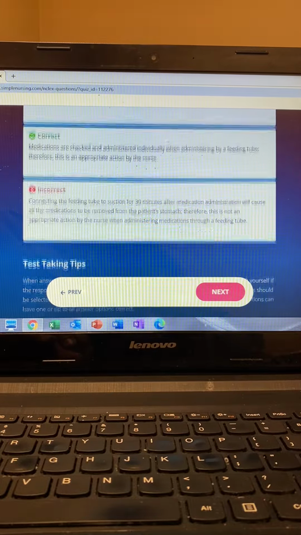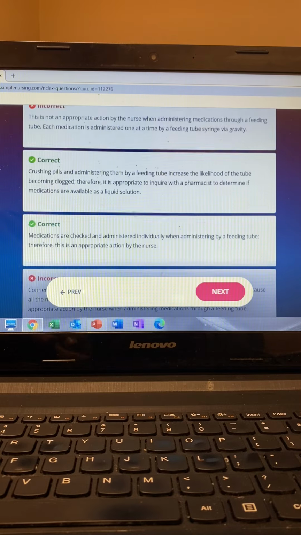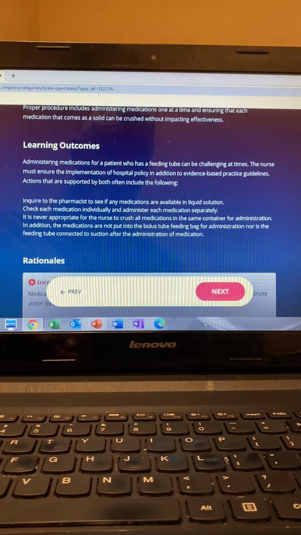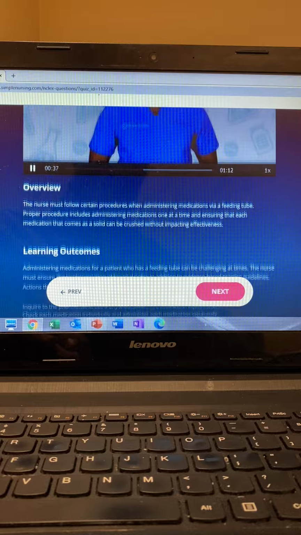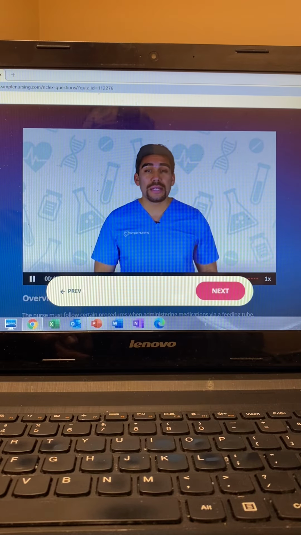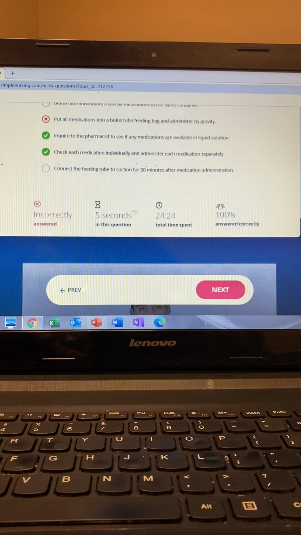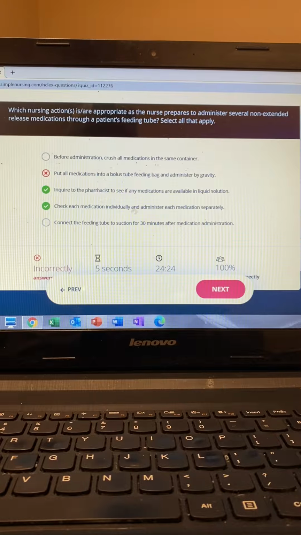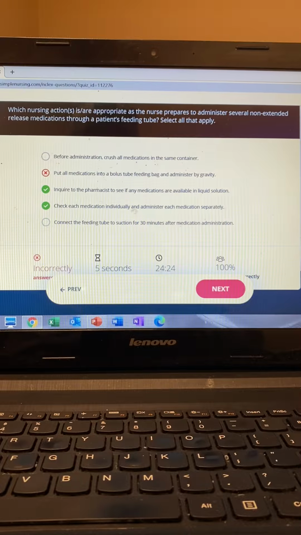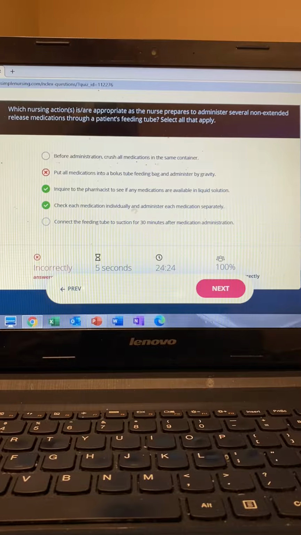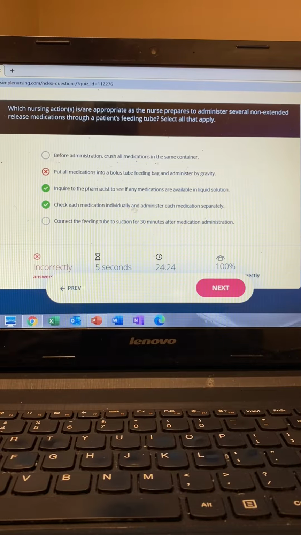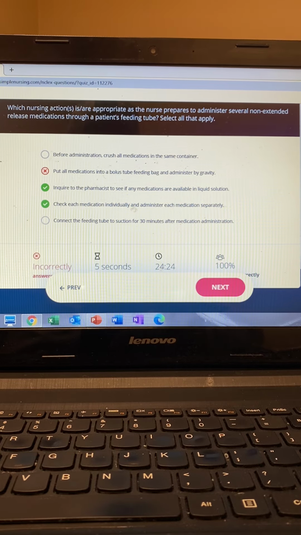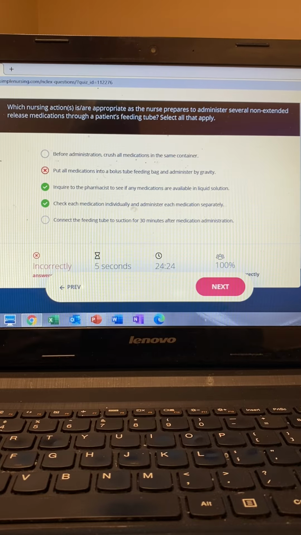Now for the options, option number 1 and 2 are incorrect. So option number 1, guys, we can crush all the meds, but they should be done separately and not in the same container. And option number 2, meds are given one at a time through the feeding tube, guys, not all in the same bag here. And option 3 and 4 are correct. Liquid, easy to use forms are given via the tube. And option number 4, guys, we're checking all meds and giving all meds one by one, not all together here. And option number 5 is incorrect. Feeding tubes are not connected to suction after medications are given.